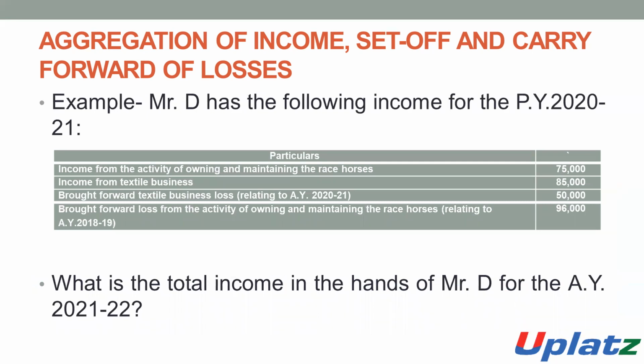Now we will discuss an example, and on the basis of such example, we will discuss how we will calculate the amount of income which will be taxable in the hands of the assessee. Mr. D has the following income for the previous year 20 and 21. Income from the activity of owning and maintaining the race horses.